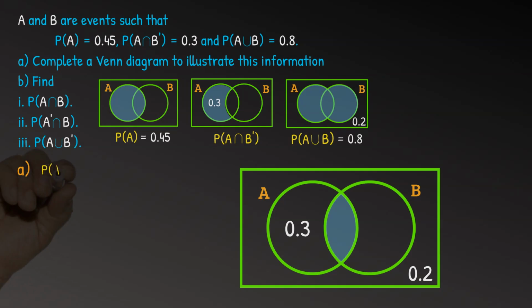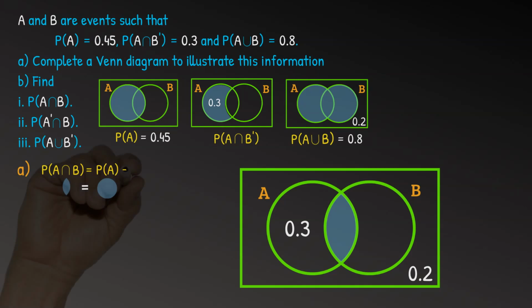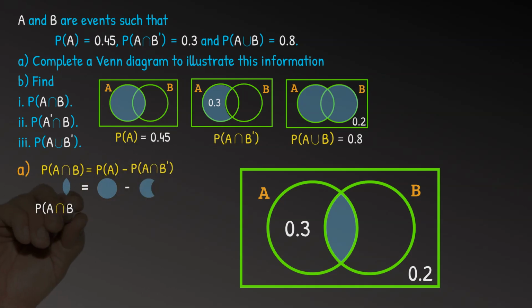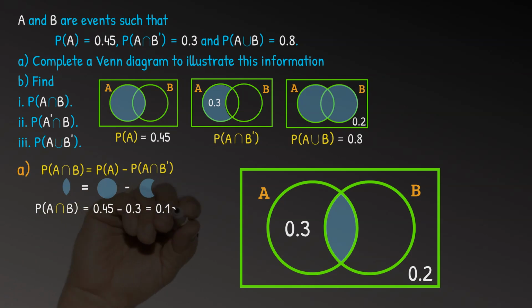Well, the probability of A intersect B is equal to the probability of A minus the probability of A intersect B complement. So we can work this out, and it's equal to 0.15.